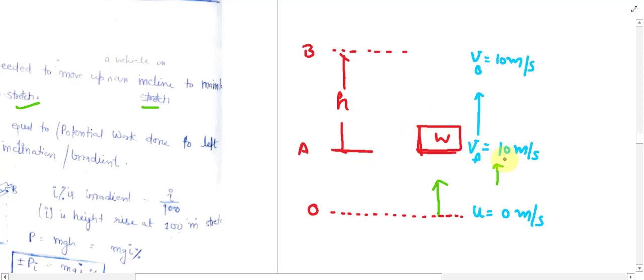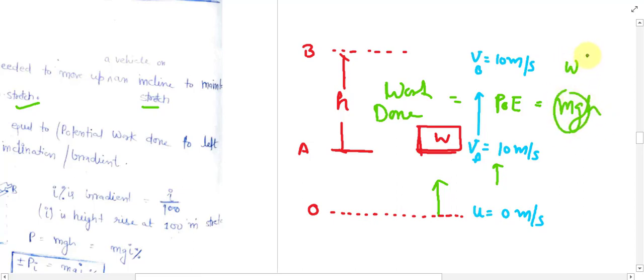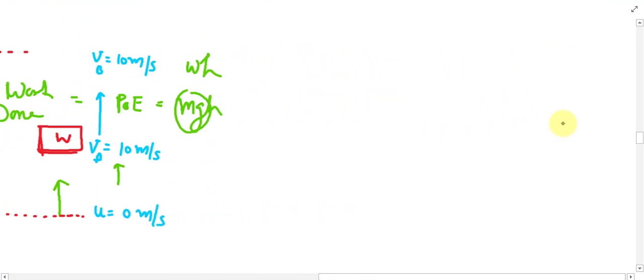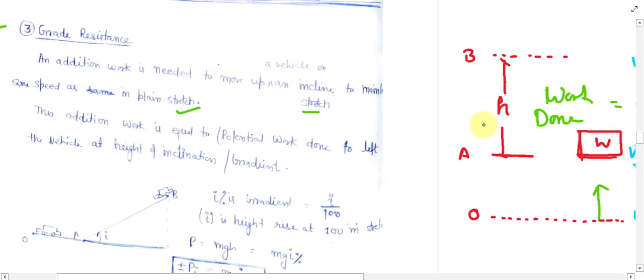To maintain this velocity of 10 meters per second up to the height H, which is the height between point A and point B, you need to do some work. This work done is known as potential energy, and the potential energy formula is mgh, where mg is the weight of the block and h is the height.